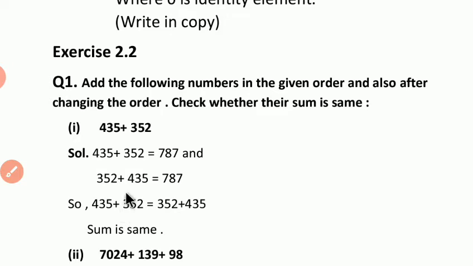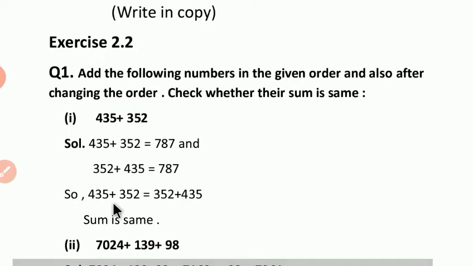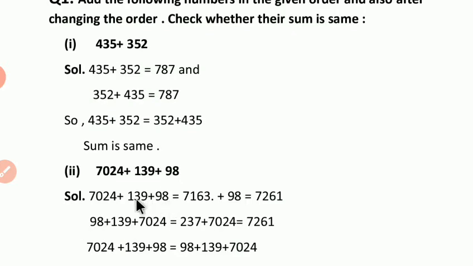So their sum is same. If we change the order of the given numbers in addition, the answer is same only. This one you can see that A plus B is equal to B plus A. This is the commutative property of addition.